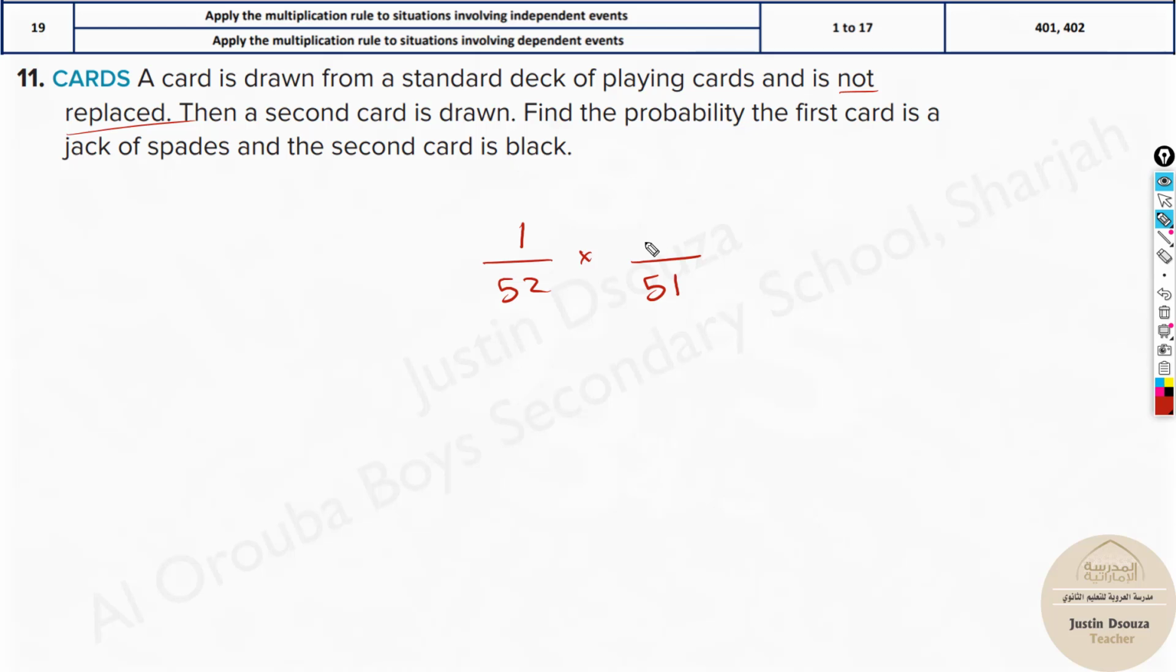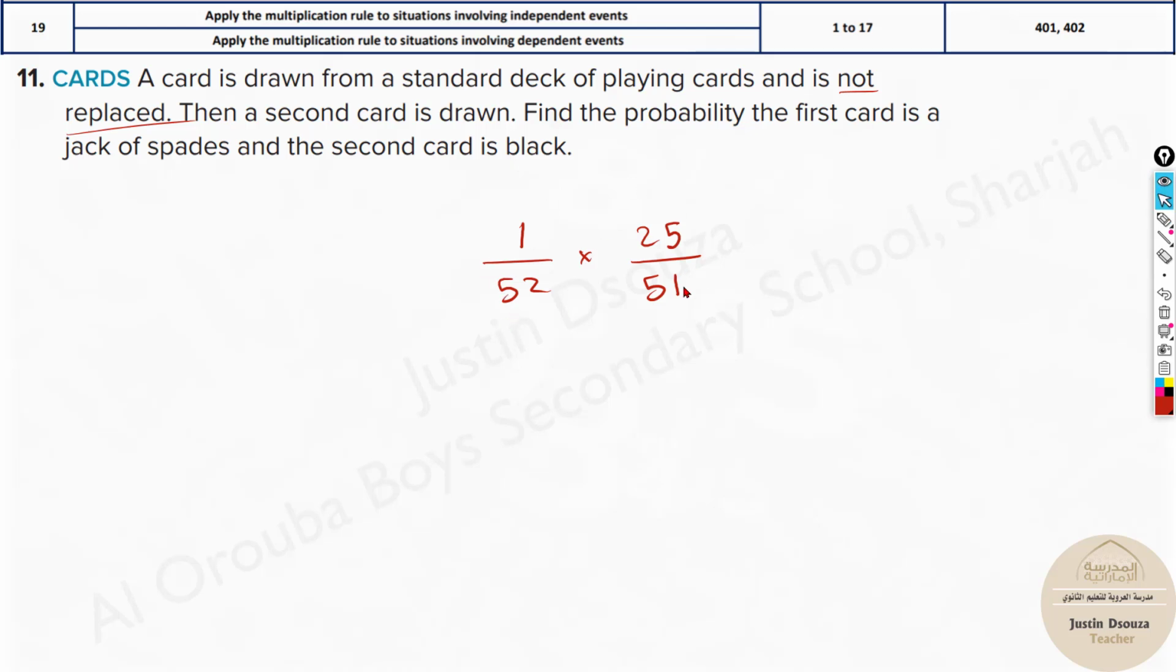Now, sometimes we tend to think, oh, it is 26 because there are 26 cards in the black suit. This would be wrong. Why? Because one card is already removed out, and that was Jack of Spades. That's a black card. So it'll be 26 minus 1, that is 25. Why? Because there are total 26 black cards, yes, but already there was one card, Jack of Spades, removed and not replaced.